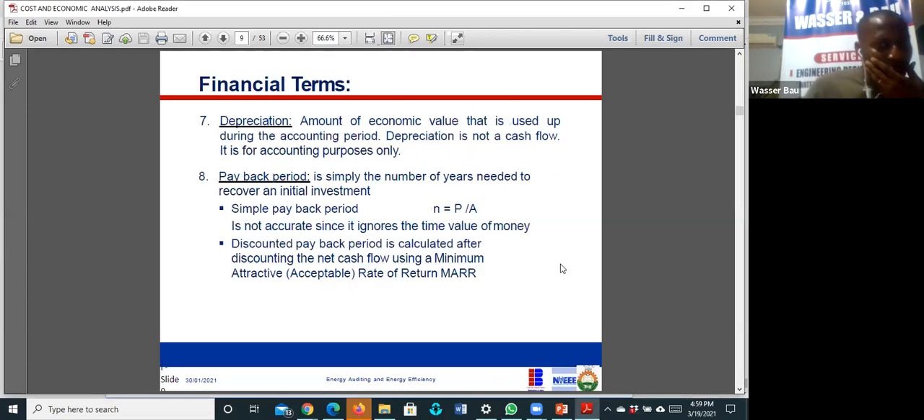Then we talk about depreciation. It is the amount of economic value that is used up during the accounting period. Depreciation is not a cash flow. It is for accounting purposes only.